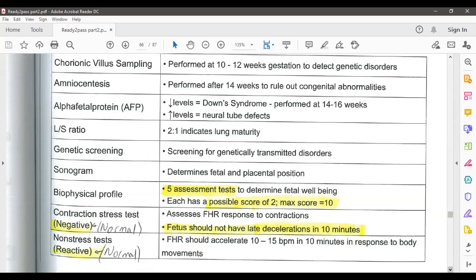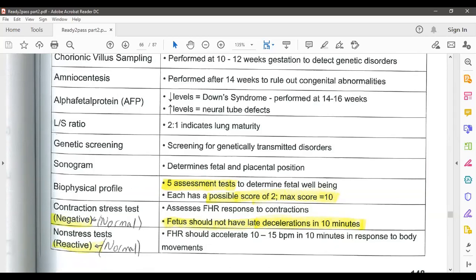Biophysical profile, right? Basically, what it is and what the scoring system is. So biophysical profile is a 5 assessment test to determine fetal well-being. Each has a possible score of 2 and the maximum score is 10.